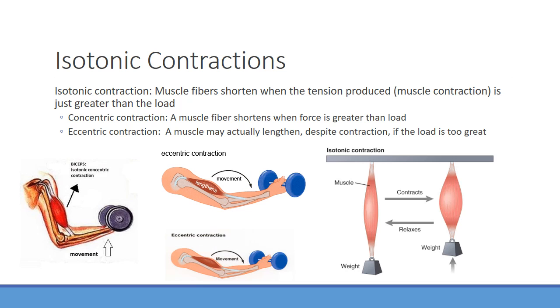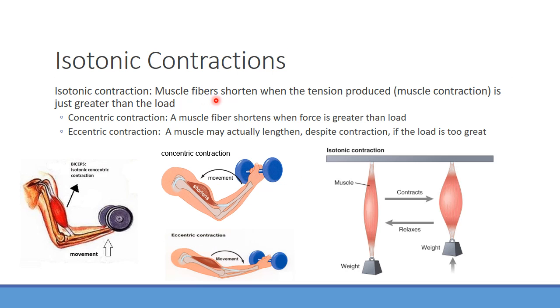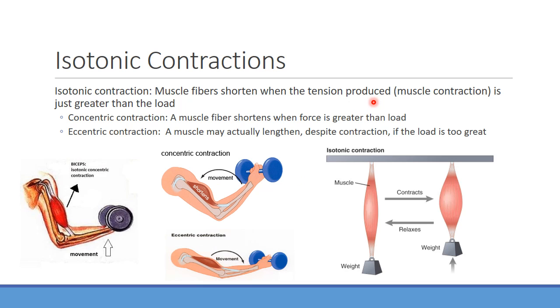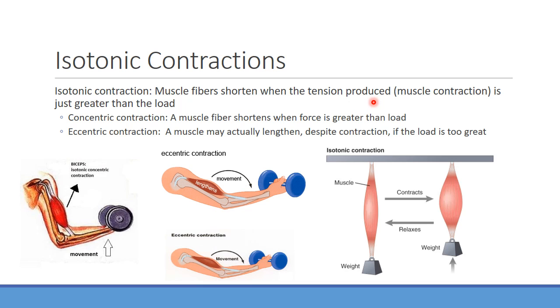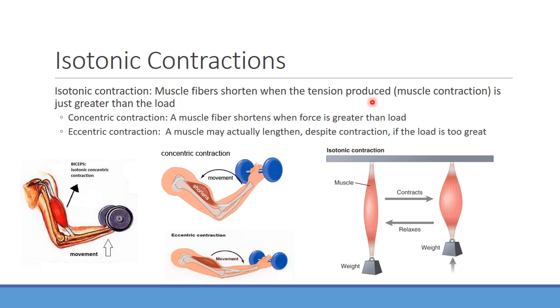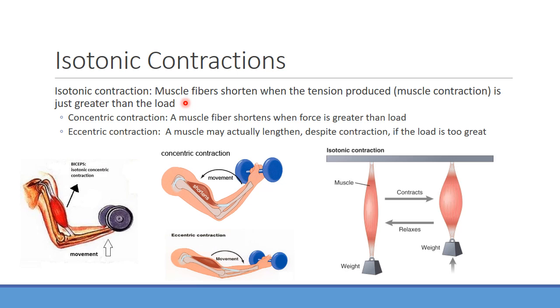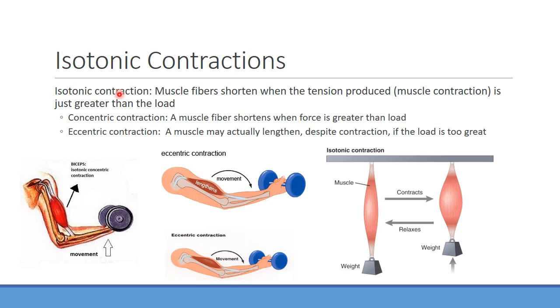All right. With isotonic contractions, the muscle fibers end up shortening when tension is being produced, right? So this is when you have an actual contraction. The length of the muscle will change in conjunction with the tension that gets produced. And obviously, the greater the load, the greater the force of contraction needs to be in order to move that load. There are two phases here.